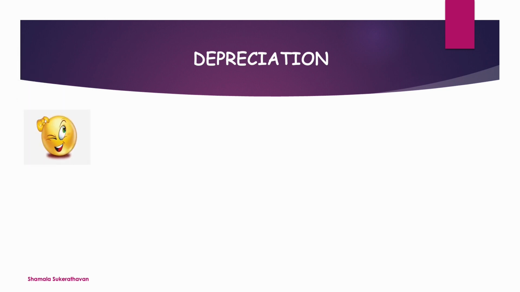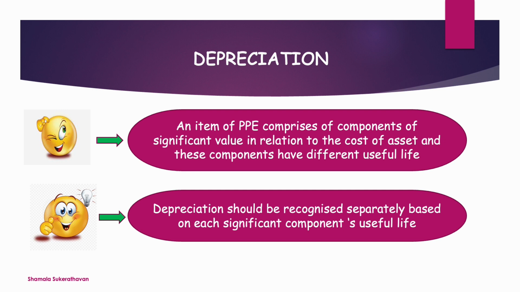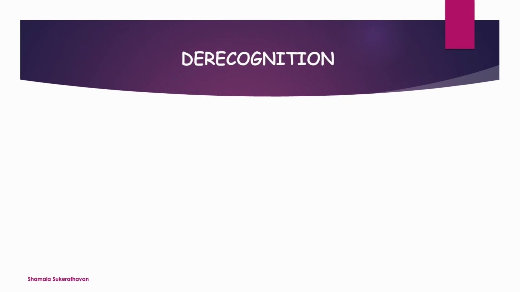Question: how to deal with an item of PPE that comprises components with different useful lives and the components have a significant value in relation to the cost of the asset? A possible example of this is the cost of an aircraft broken down into the cost of the engine and the cost of the body, as each component has a different useful life. Therefore, depreciation would have to be calculated and recognized separately for each component based on its useful life. If a breakdown of costs is not possible, the replacement cost of the component would be a good estimate of the component's cost. Finally, let's look at derecognition of PPE.